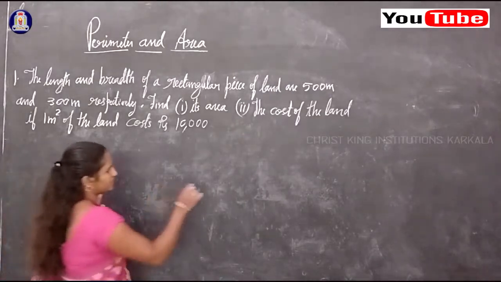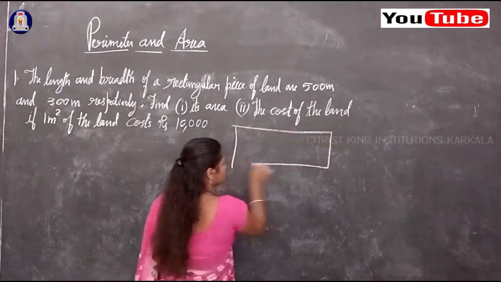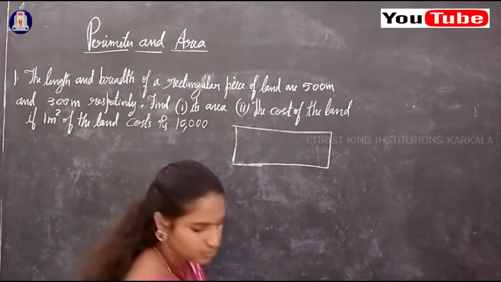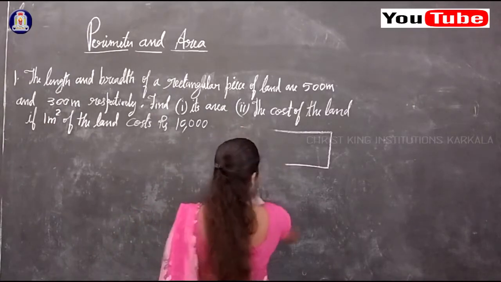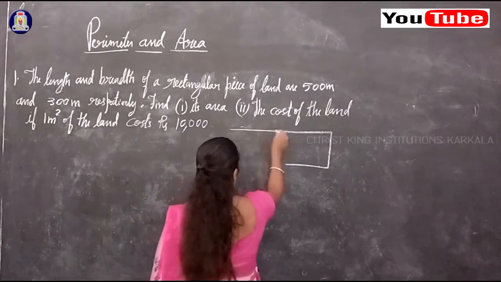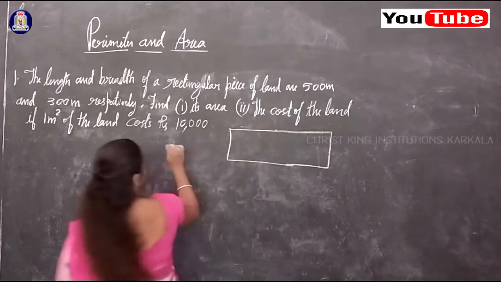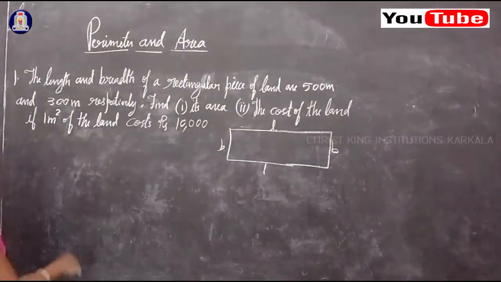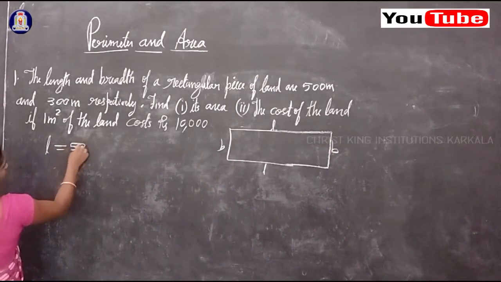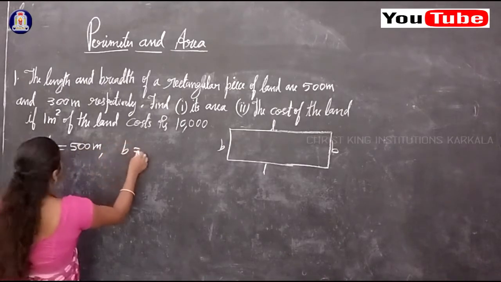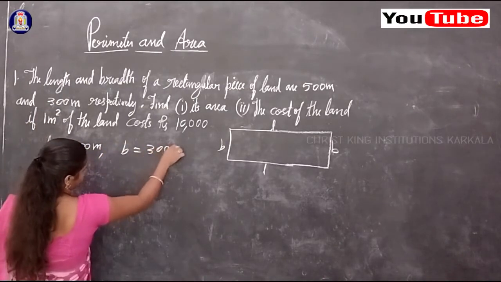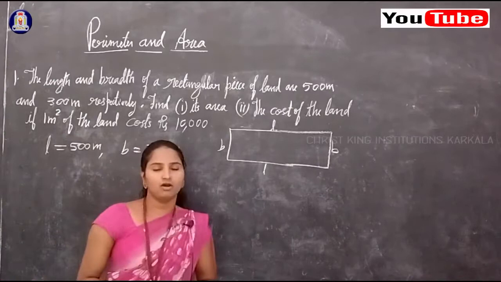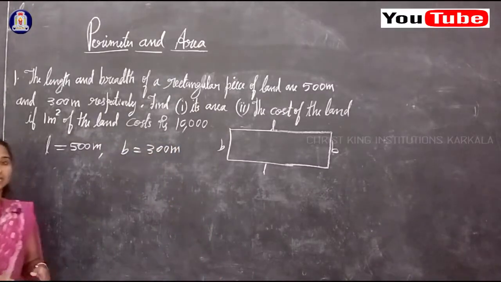So first we'll draw one rectangle shape. So this is the rectangle. In this rectangle, there is a length and a breadth, isn't it? So this is the length and this is the breadth of the rectangle. What is the length of the rectangle? Length is 500 meter and breadth is given, breadth is 300 meter. First you have to write what is given in the question, and they are asking to find the area of the rectangle. So how to find the area of a rectangle?